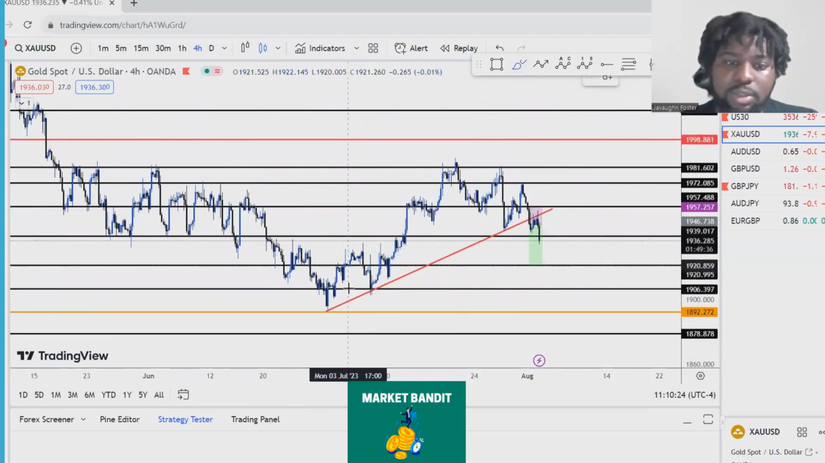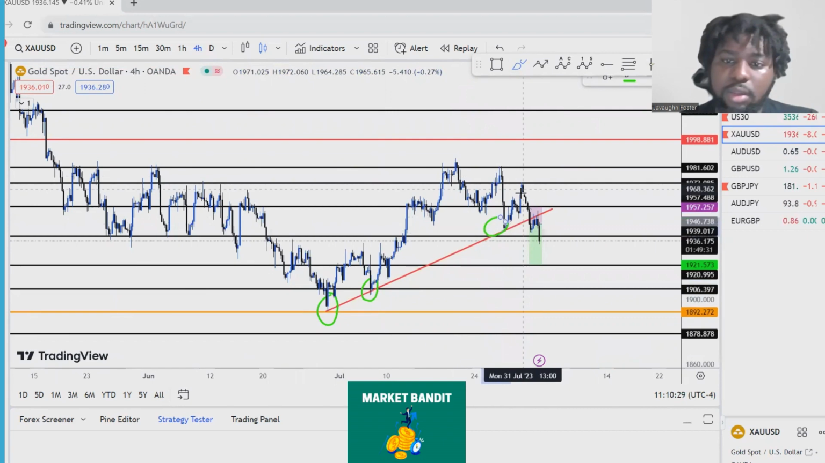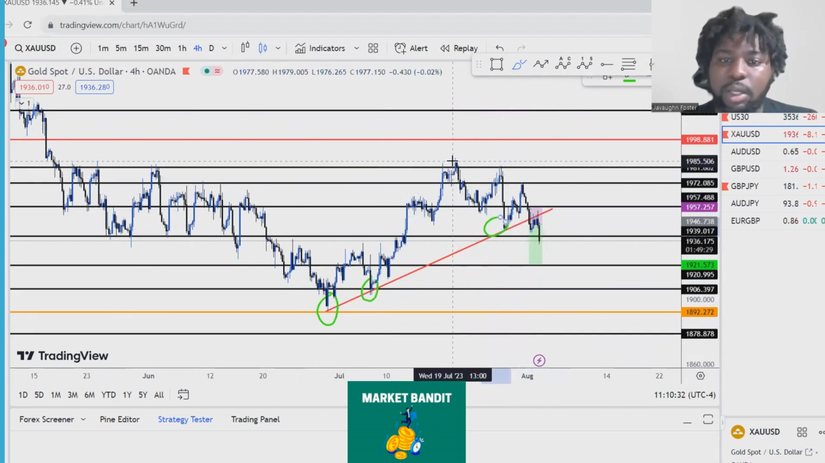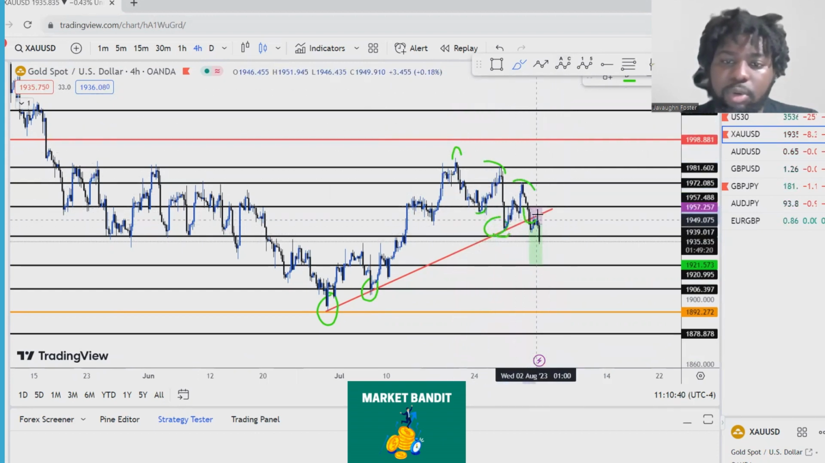How do you identify a trend line? 3 touches: 1, 2, and then here's a third touch. Boom. Right. Next thing I noticed, that price started forming lower highs, lower highs, lower highs, lower lows as well. So I simply just wait to see how price will react at this trend line.